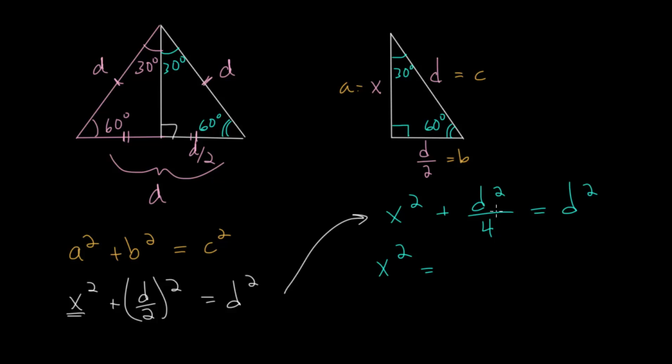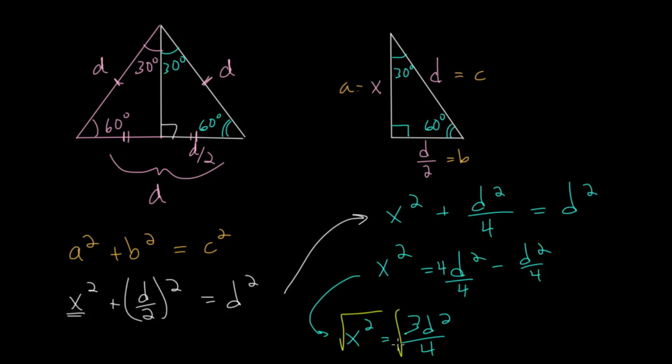So we get x squared. We're subtracting d squared over 4 on each side. So we get d squared minus d squared over 4. And since we're subtracting a fraction, we need a common denominator, and we can just use 4. So I'll multiply top and bottom by 4 here. And we get that x squared is 4d squared minus 1d squared, which is 3d squared. And that's over 4. And at this point, we're just going to take a square root of each side.